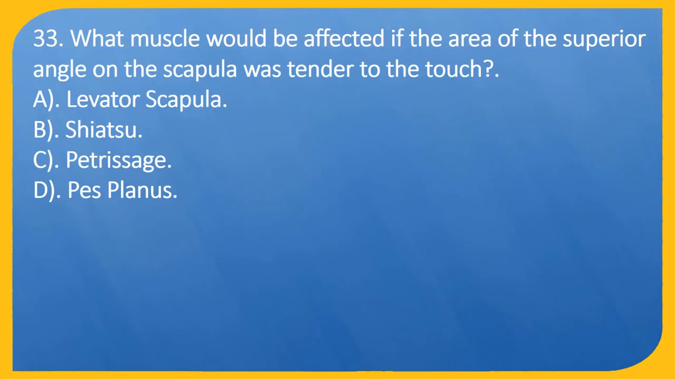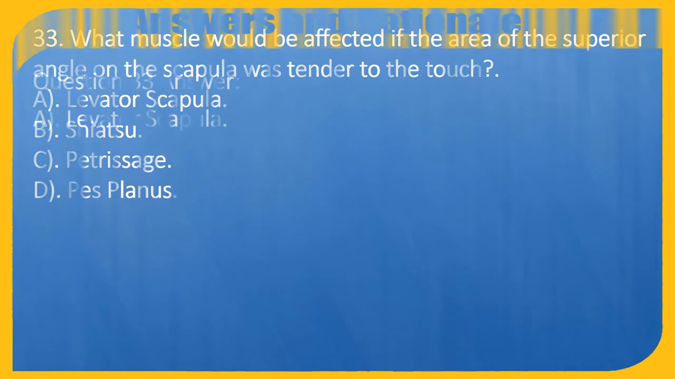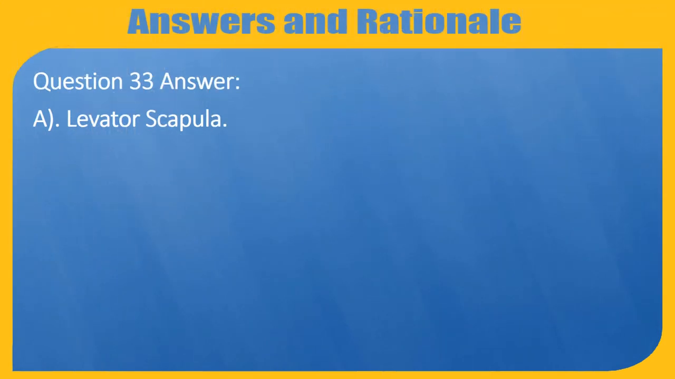Question 33. What muscle would be affected if the area of the superior angle on the scapula was tender to the touch? A. Levator scapula. B. Shiatsu. C. Petrissage. D. Splenius. Question 33. Answer. A. Levator scapula.